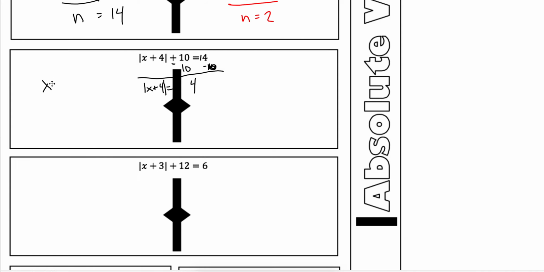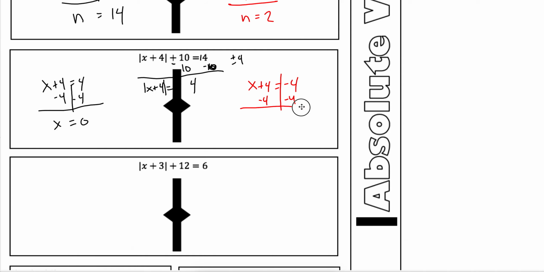Over here, we have x + 4 = 4. Remember, this could be a positive or negative 4. And x + 4 = -4. Subtract 4 from both sides on both equations. We're going to get x = 0 and x = -8. Both of those make this original equation true.